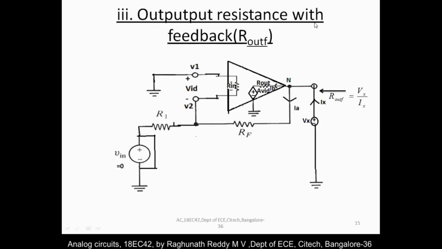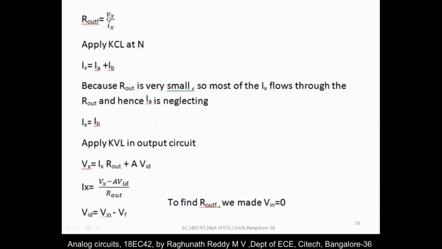Output resistance with feedback, that is R out F. It is the same as for the non-inverting amplifier. We have to connect a Vx voltage source having current Ix, and meanwhile we should make Vin equal to 0 by short circuiting. The same procedure: R out F equals Vx by Ix, Ix equals Ia plus Ib. You know that Ix equals Ib because Ia is neglected.